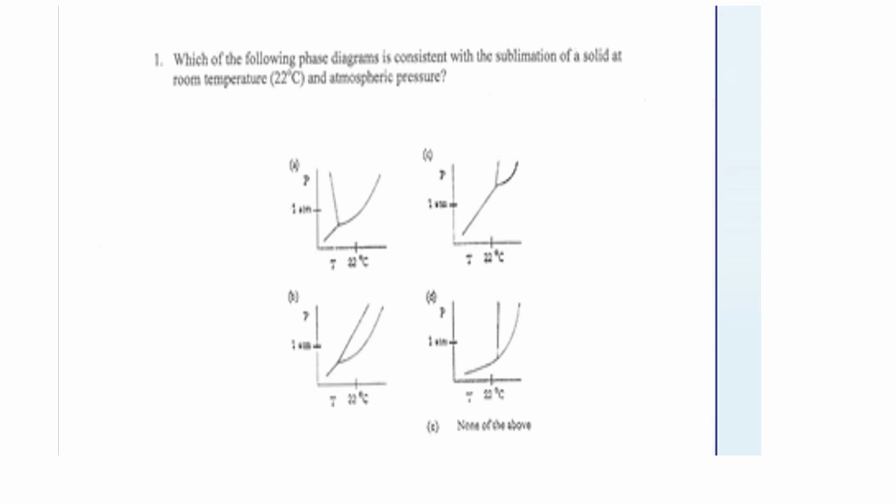So our next question just says, which of the following phase diagrams is consistent with the sublimation of a solid at room temperature, 22 degrees, and atmospheric pressure? What sublimation means is that you're going directly from a solid to a gas. So which one of these diagrams represents this? What you have to be able to do when you're looking at a phase diagram is recognize which regions are going to be solid, liquid, and gas. They should be pretty easy to pick out.